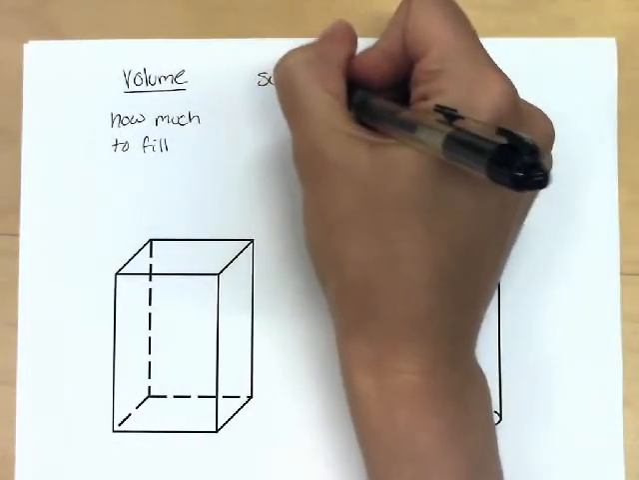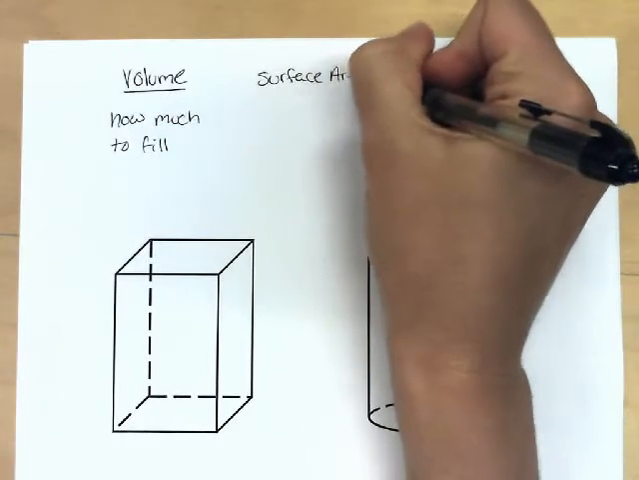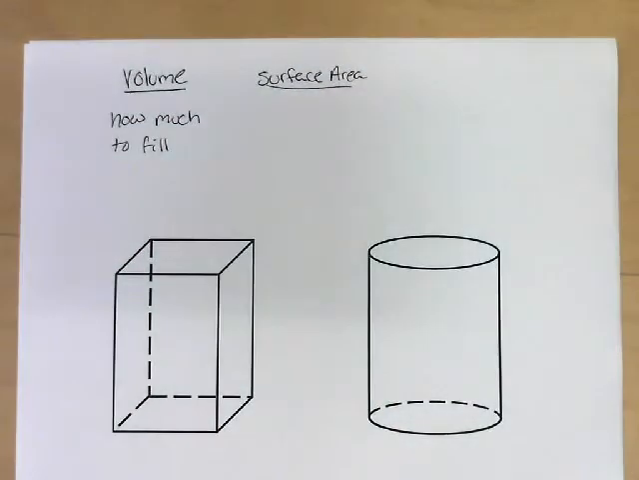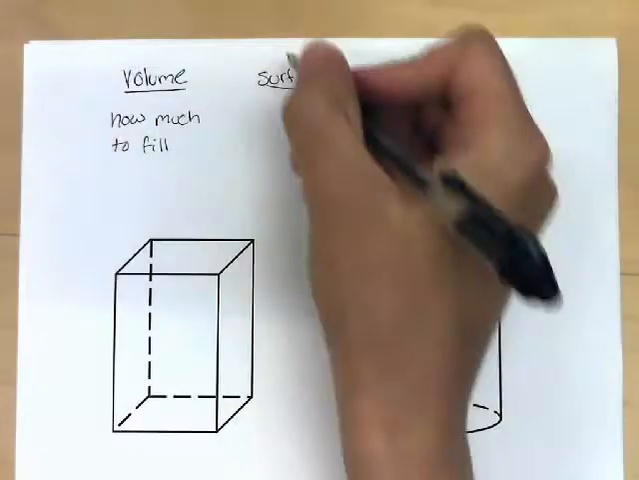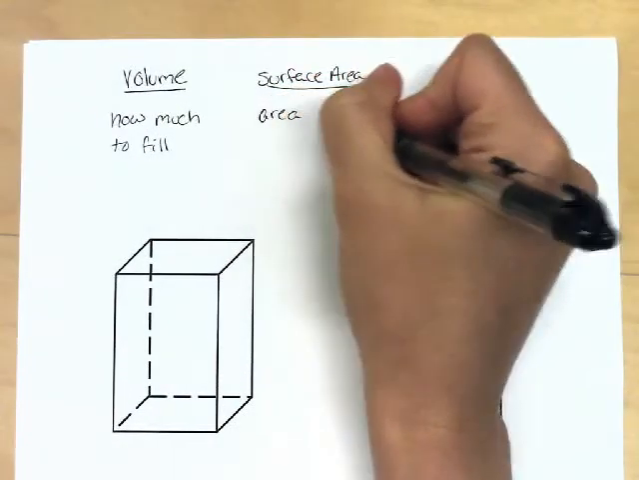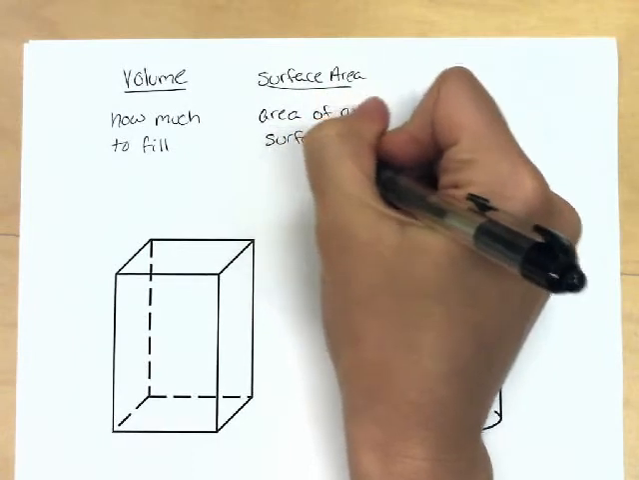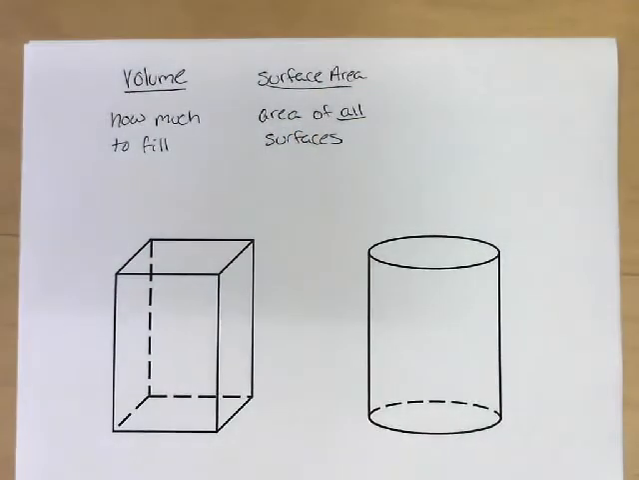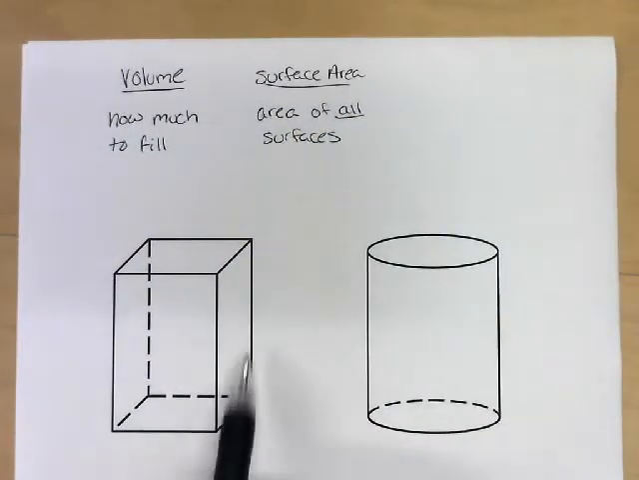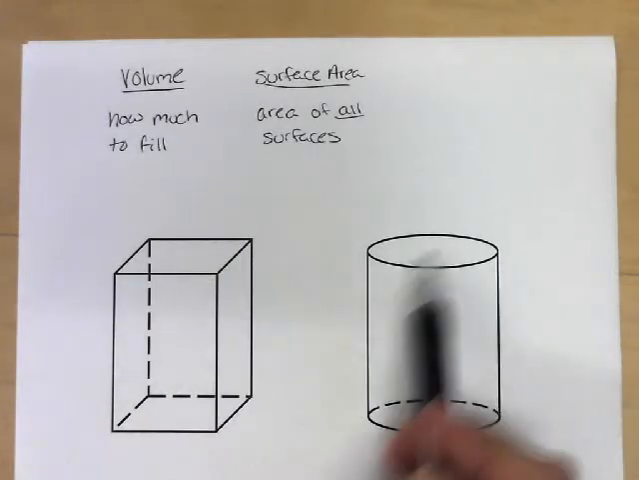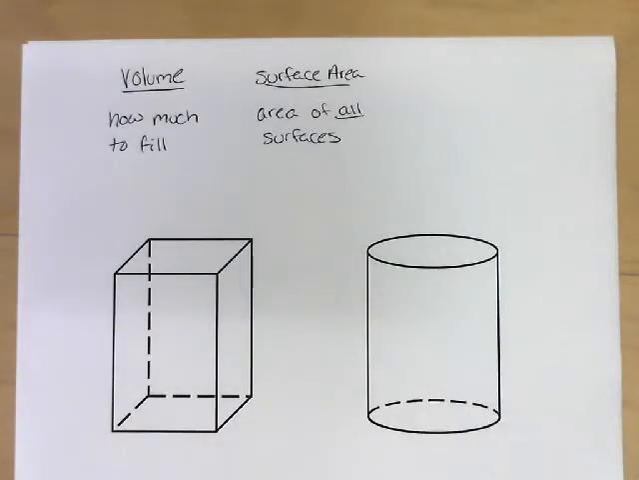When we talk about surface area, it's exactly what the name describes. It's the area of all surfaces. In other words, how much wrapping paper would I need to completely cover this box or this cylinder?